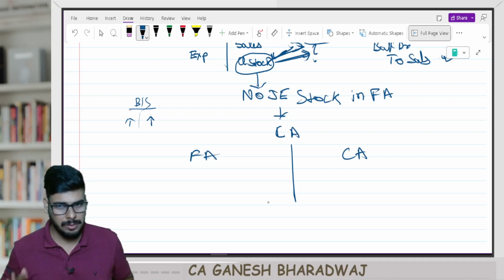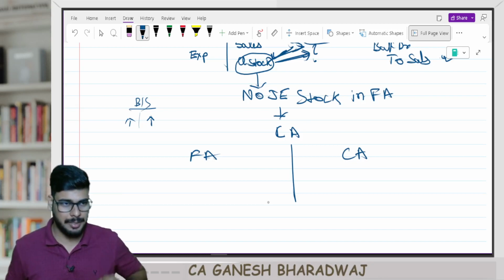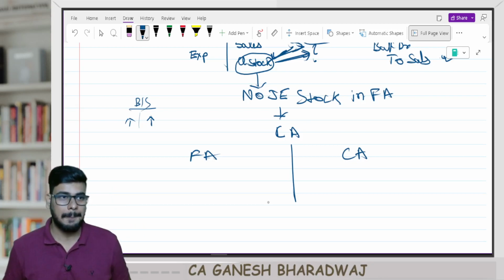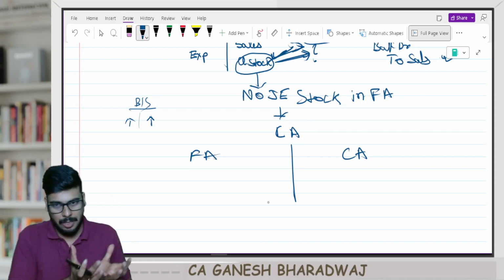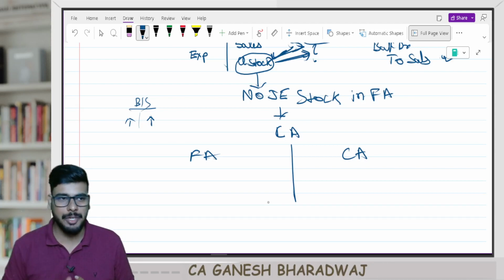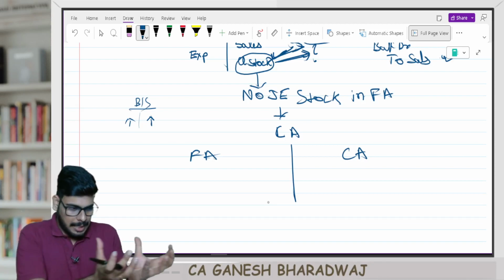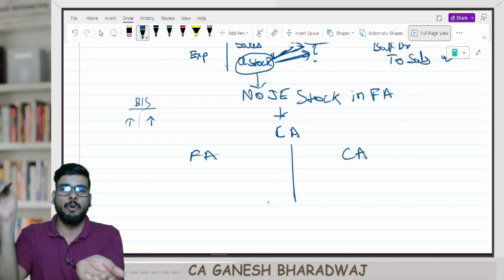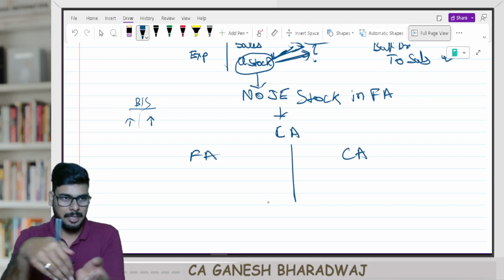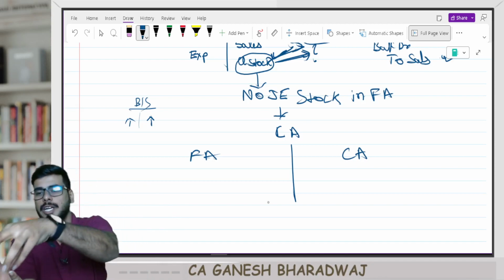Purchases account debit to cash, bank, or creditors, whatever it is. Correct? Perfect. Now, I purchase the raw material. I need to convert this into finished goods. What I'm doing, this raw material, I have it. I am pouring it into the machine. Correct? So I have raw material here.